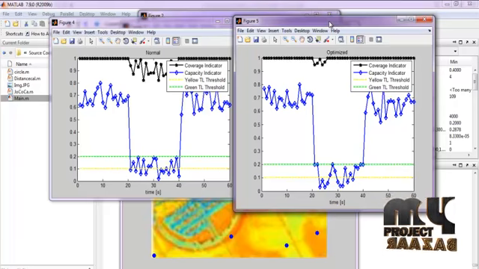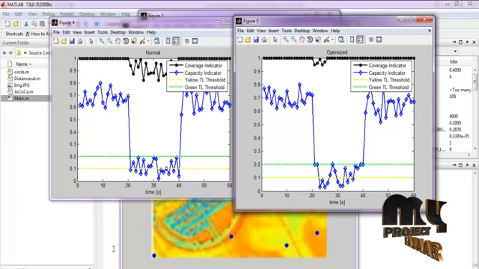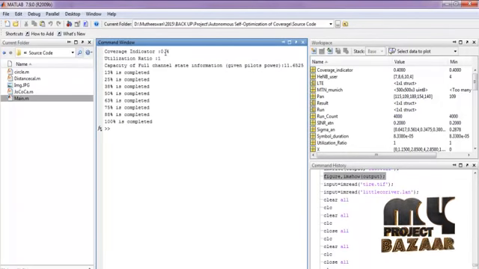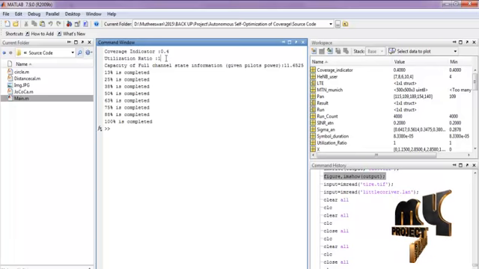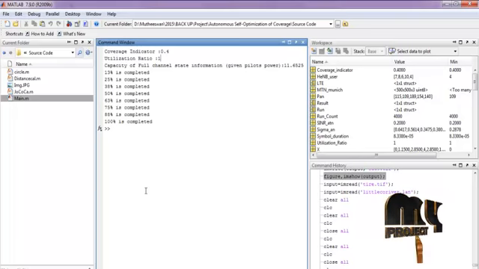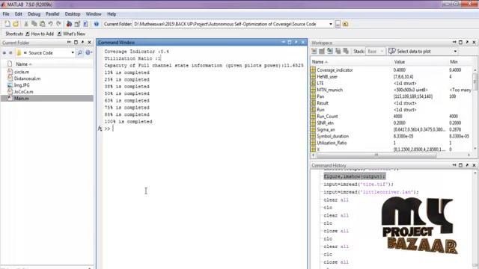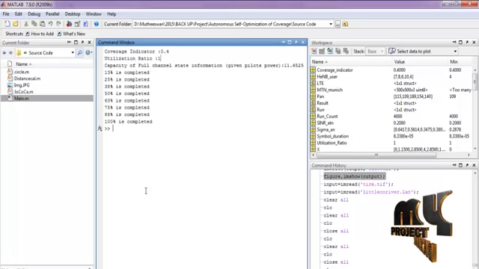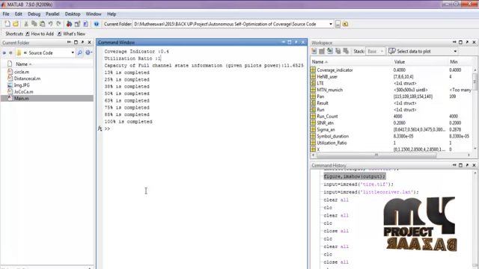So with the optimization algorithm we obtain the coverage and capacity indicator like this, and this is the coverage indicator. Utilization ratio we obtain is 1. Capacity of full channel state information including all pilots is this. Now we perform the autonomous self-optimization, that is the joint coverage and capacity maximization algorithm. We increase the coverage maximization as well as capacity maximization. Thank you.